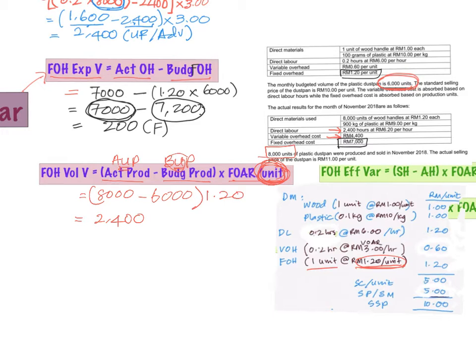Okay, so is this favorable or unfavorable? Now, what we need to see is we need to look at what you are calculating. So this is the actual units produced compared with budgeted units. You have budgeted to produce 6,000 units, but in the end, you have actually produced 8,000 units. So you have produced more than what you have budgeted. So this is something good. So that is why 2,400 here is what we call a favorable variance.